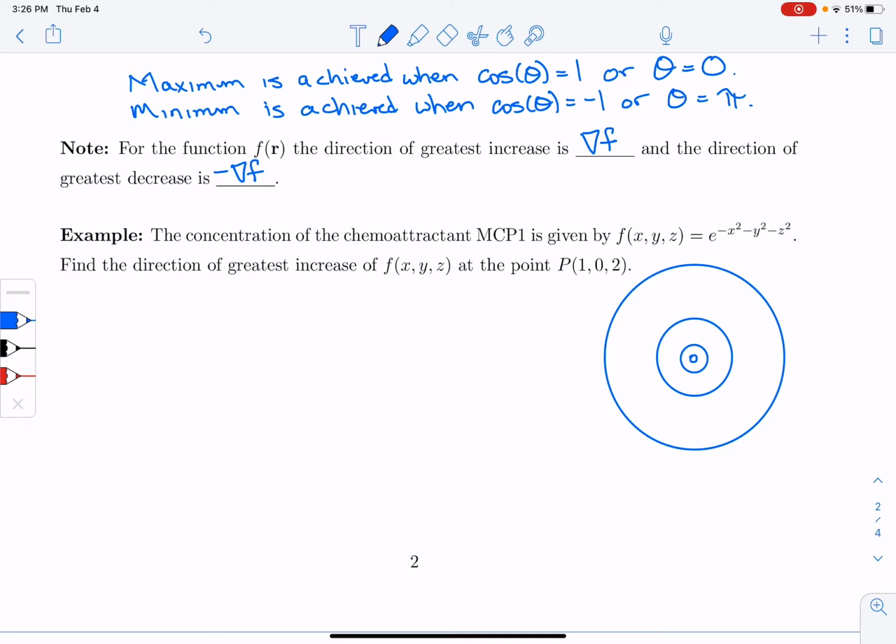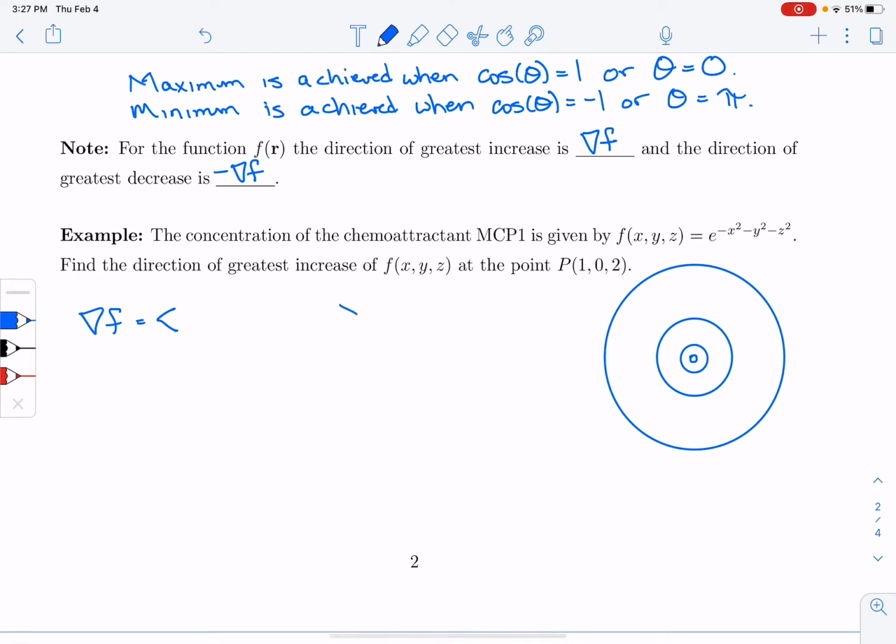So how would the immune cells know where to go? Well, maybe they need to find the direction of greatest increase. So here we're going to find the direction of greatest increase of f at the point (1, 0, 2). The gradient of f is going to be, let's take the derivative. So the derivative of e to the minus x squared minus y squared minus z squared is itself. So it's always going to be itself.